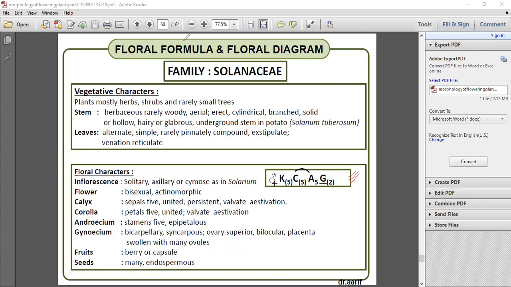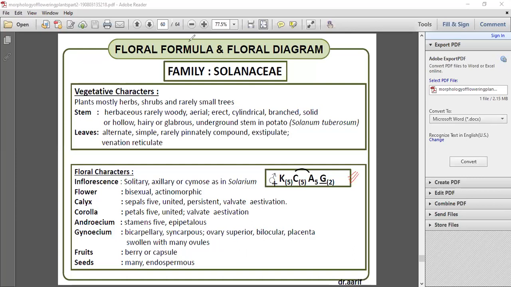No one? No problem, beta, even if it is long. What do you understand by this floral formula? Follow this one. Yes, Devanshi, please go ahead. Ma'am, this is bisexual. Very good. And calyx is 5, meaning it has 5 petals. And corolla, androecium and something in calyx. Look into it and tell me.